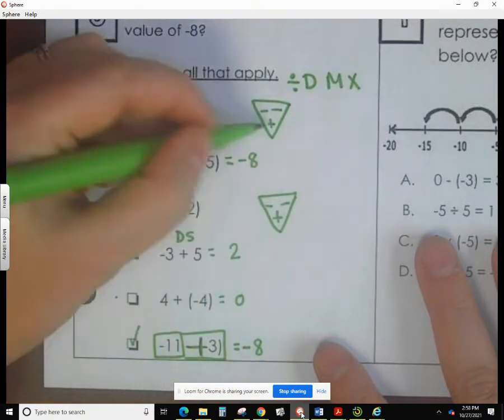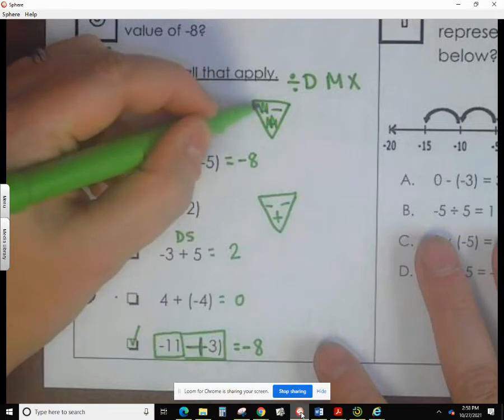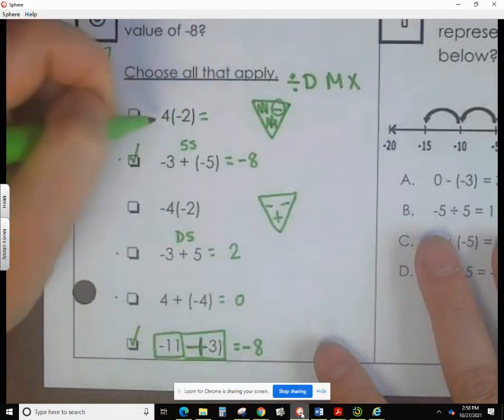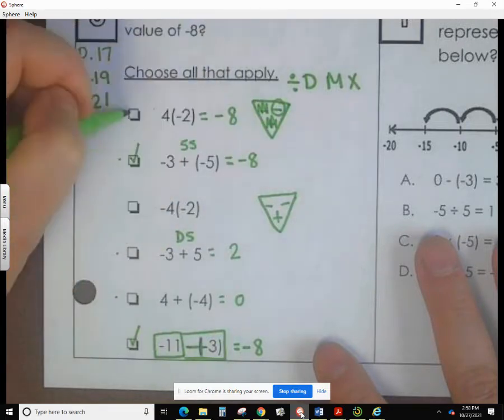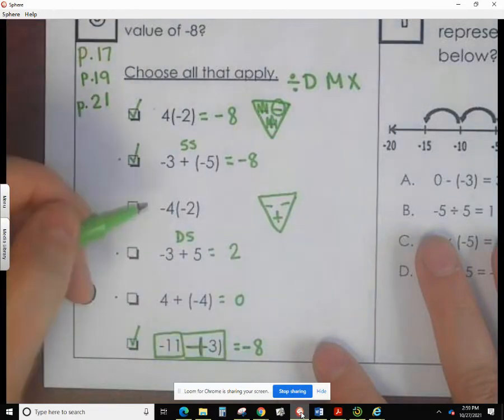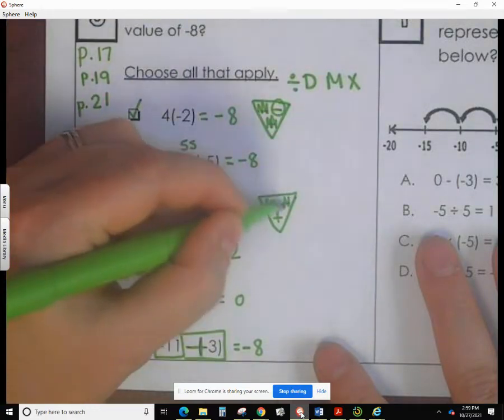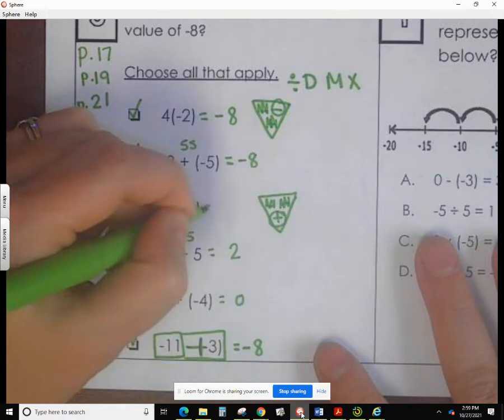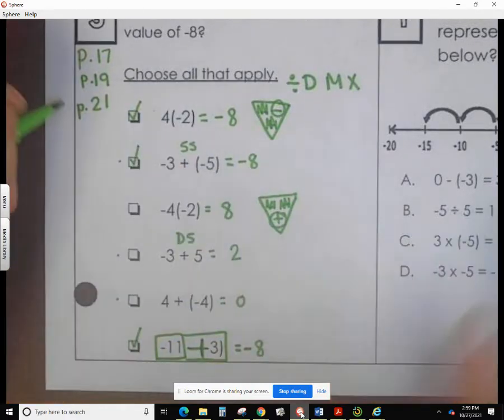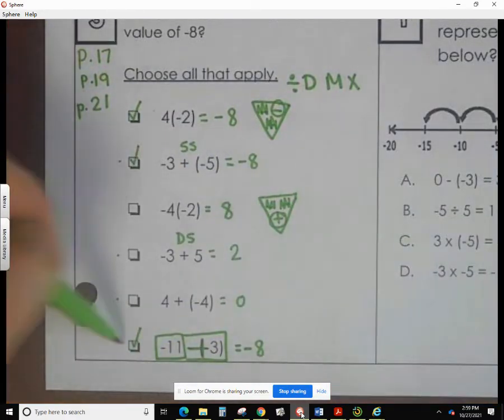So on this one, we have a positive times a negative, so our answer should be negative, and 4 times 2 is 8, so negative 8, so I am going to choose that one. Here we have a negative times a negative, which should give us a positive answer, so that one is actually positive 8. So these three were the ones that equaled negative 8.